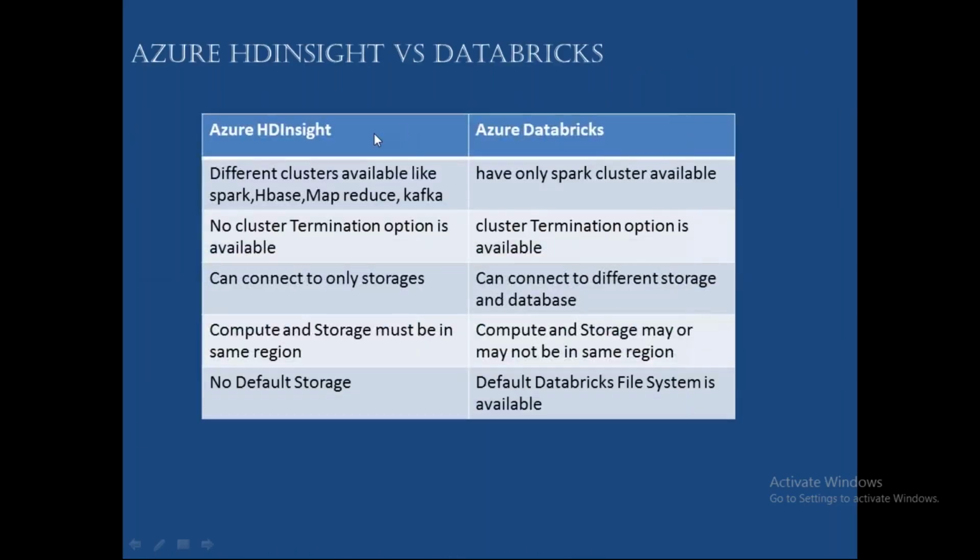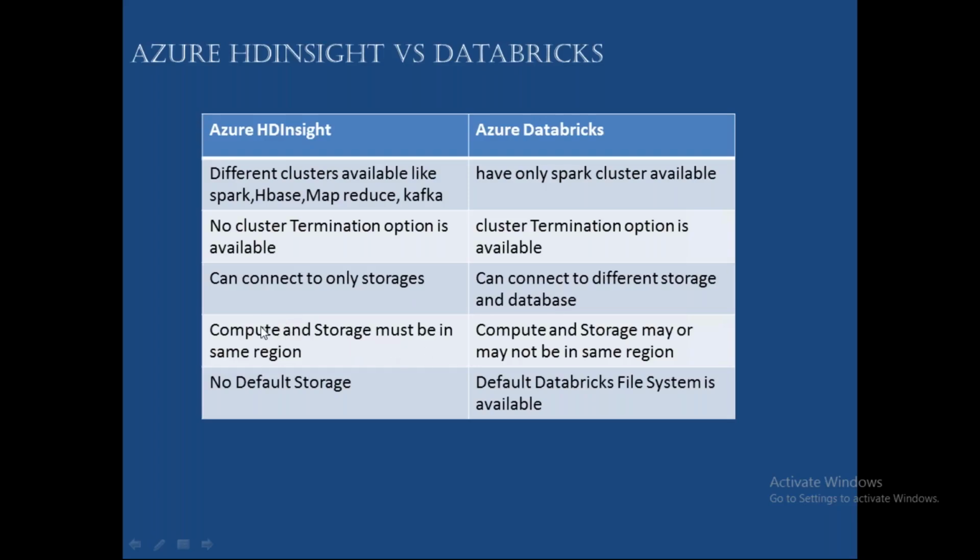Next, Azure HDInsight versus Databricks. See, different clusters are available in HDInsight, like Spark, HBase, MapReduce, Kafka, but only the Spark cluster is available in Azure Databricks. No cluster termination option is available in Azure HDInsight, but in Databricks a cluster termination option is available. You can restart the cluster there, but here no restart is available. HDInsight can connect to only storages, maybe Blob storage, Data Lake Storage Gen1, Gen2. Databricks can connect to different storages and databases.